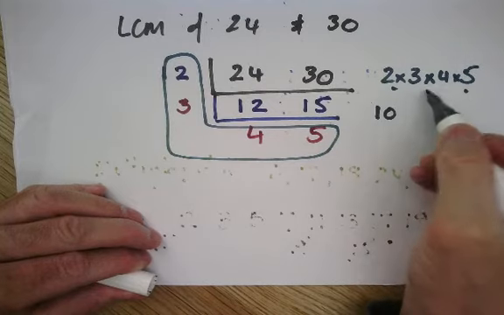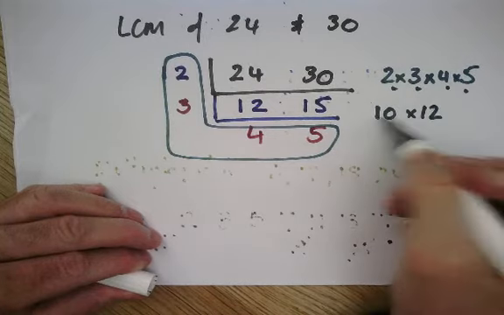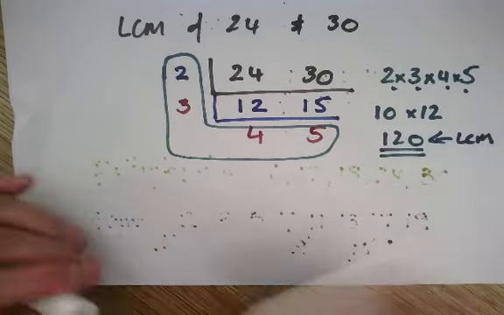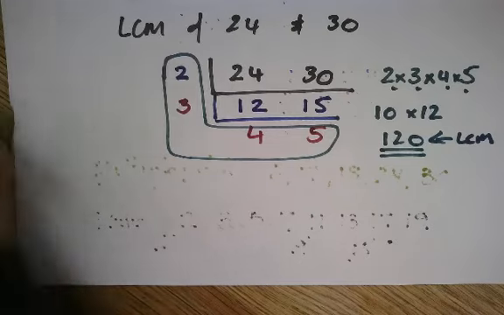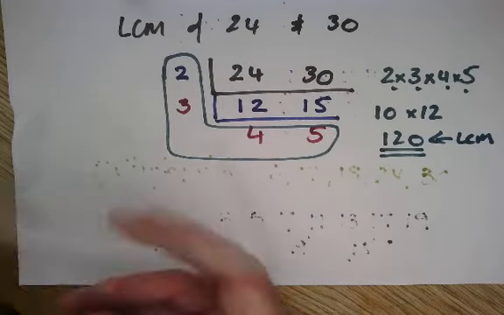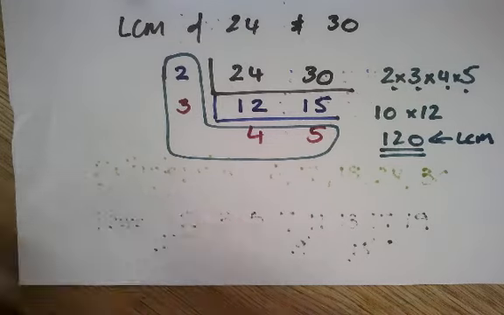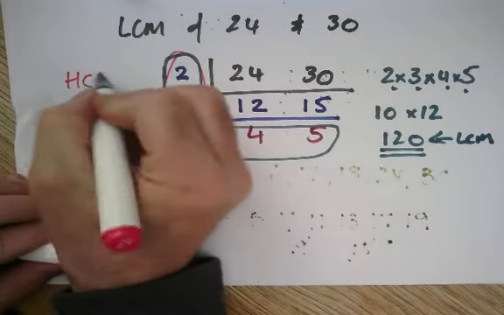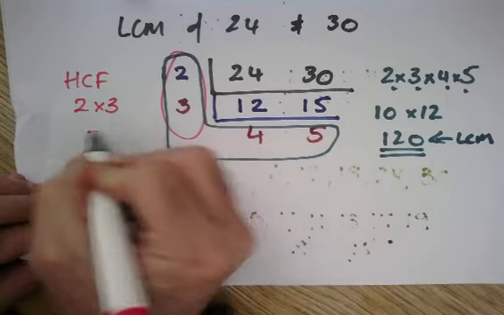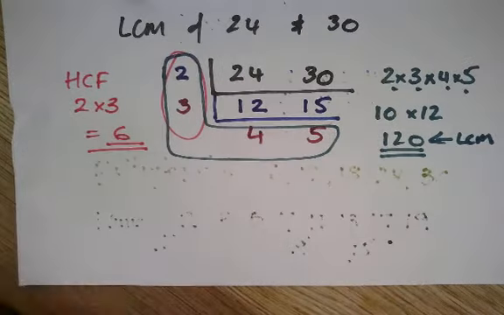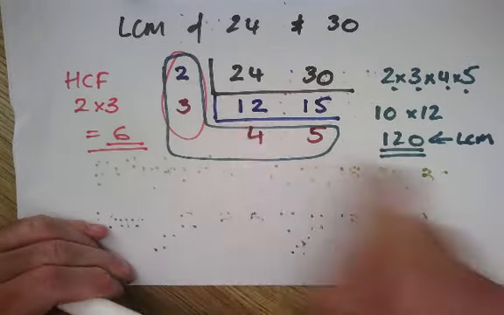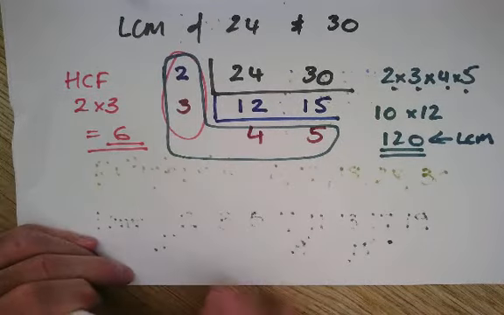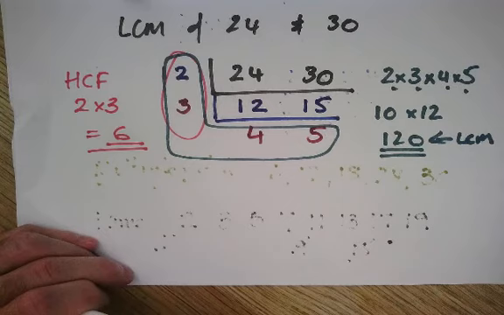So let's just do it. 2 times 3 is 6. 6 times 4 is 24. 24 times 5, 120. That'll be our LCM. And what's really neat by this method is that we can find the highest common factor, like the letter H for high is here. So that's our highest common factor. Highest common factor is 2 times 3, 6. So in this method we can both find the lowest common multiple, shaped in L, and the highest common factor, the high numbers. Hope this helps.